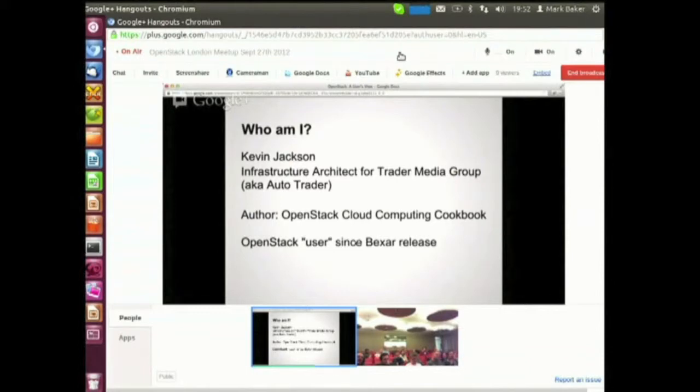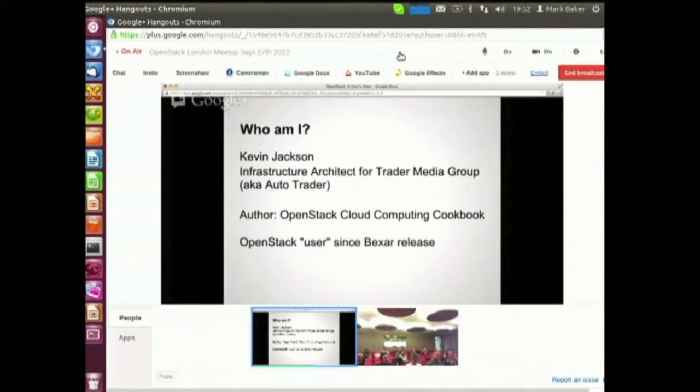I'm Kevin Jackson. I'm the infrastructure architect for Trader Media Group, although everybody else in the world, apart from people who work at Trader Media Group, knows us as AutoTrader. I'm the author of the OpenStack Cloud Computing Cookbook, which thankfully, finally, came out yesterday. It's a shame Folsom came out today, and I wrote the book for Essex, but that's just the world we live in. It's about 90% okay for Folsom, so you keep buying that book.